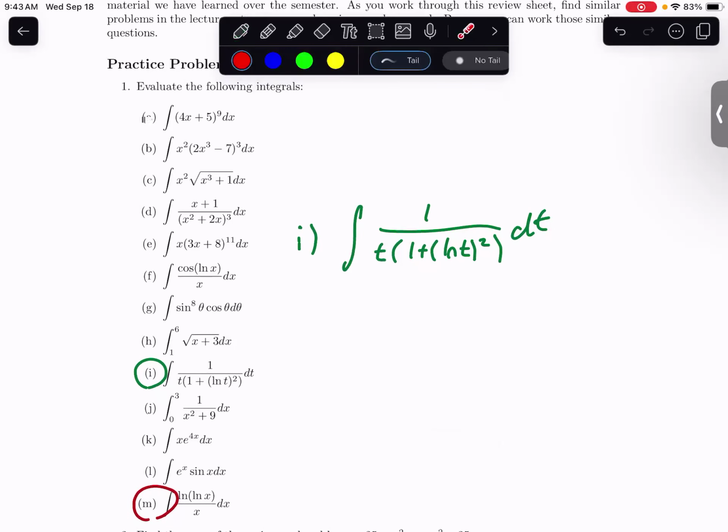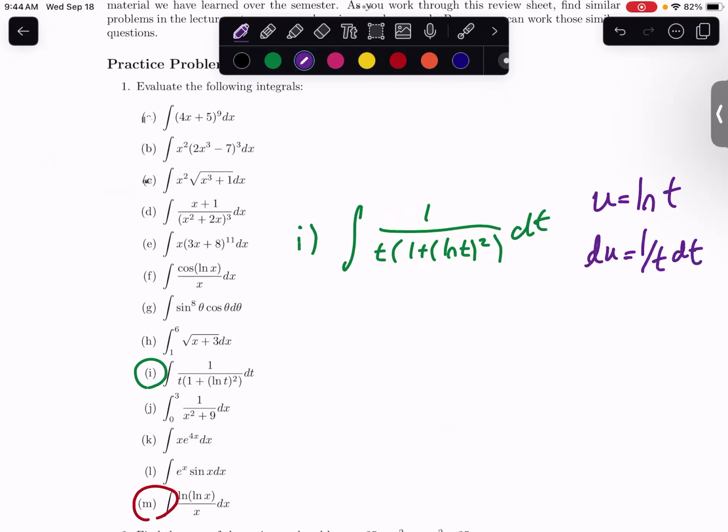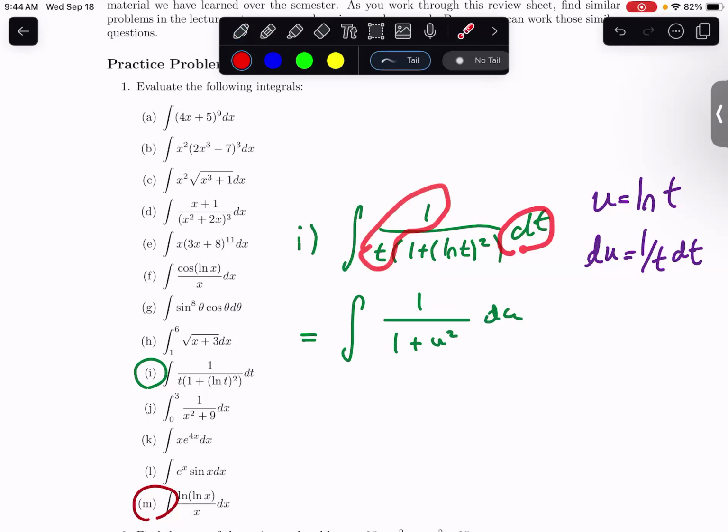We also note that we have a natural log of t, and if we take the derivative, we get a 1 over t. So let's see what happens if we let u be equal to the natural log of t. So du is equal to 1 over t dt. If we do u substitution, it transforms into something that we know. This is the integral of 1 over 1 plus u squared du, because we have this 1 over t dt.